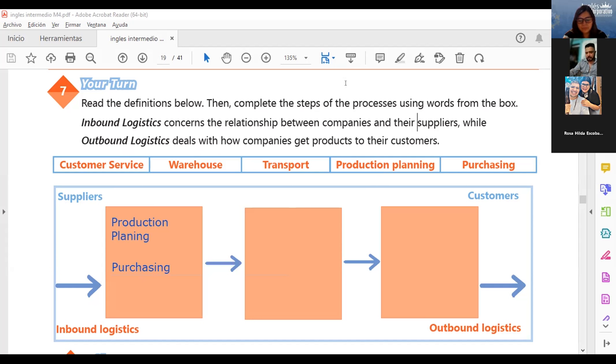The next, warehouse and transport, I guess. Yes, I think. Maybe the transport in outbound logistics. Yeah, because outbound logistics, they get products to a customer. But if you have a direct sale, you don't need transport. You need transport from the warehouse to the store. Okay, I guess. Yes, I think so. Transport.